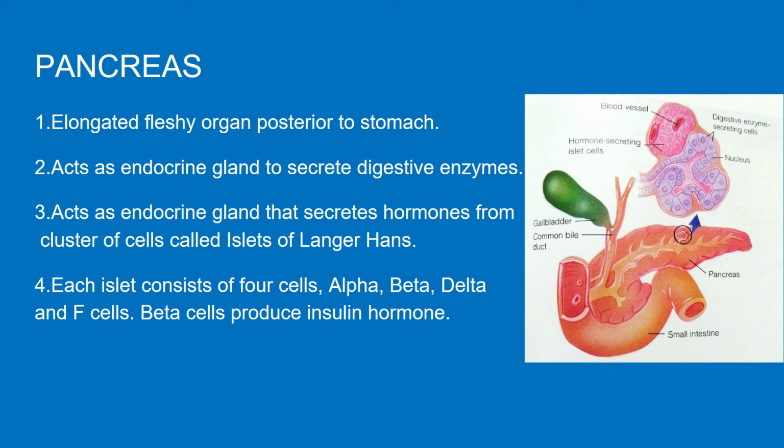This portion synthesizes, stores, and secretes hormones from clusters of cells called pancreatic islets or islets of Langerhans, shown red in color. Each islet consists of 4 cells: alpha, beta, delta, and F cells. Over here, we are concerned with beta cells, which produce the hormone insulin.